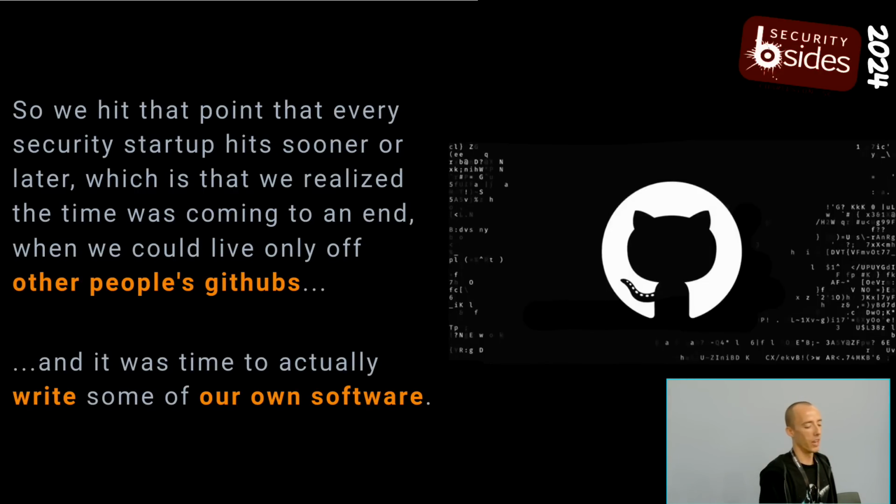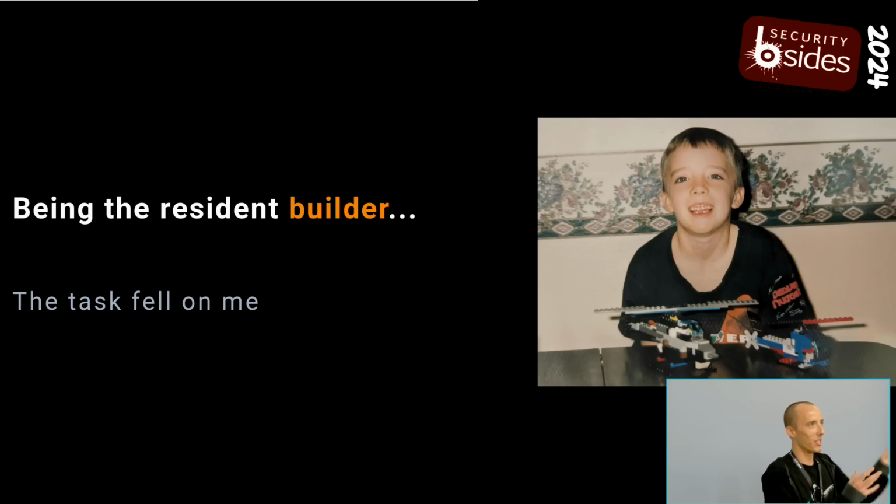So okay, we basically hit this point that every startup hits sooner or later, which is that we finally realized the time was coming to an end where we could live off only other people's GitHubs, and we had to make our own GitHub and actually write some of our own software. And since I was sort of the builder, I mean, I wasn't really a coder, I was just a hacker, the task sort of fell on me to build this new OSINT tool.